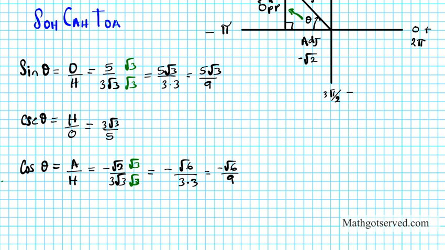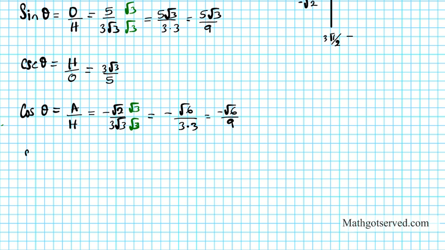Okay, now the reciprocal of cosine is secant theta. So secant theta, you reciprocate adjacent over hypotenuse, and you're going to get hypotenuse over adjacent. It doesn't really matter which one I reciprocate here, so let me reciprocate the original. So that's going to be negative 3 root 3 over root 2. I can't have a square root on the bottom, so root 2 top and bottom. So my answer is going to become negative 3 root 6 over 2. Alright, that's secant. 2 more to go.